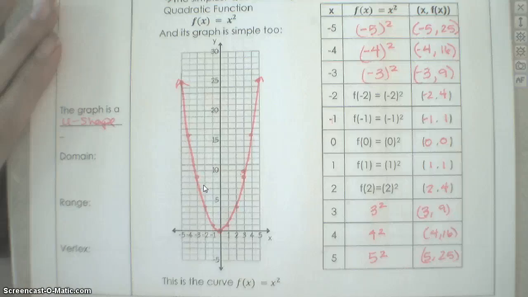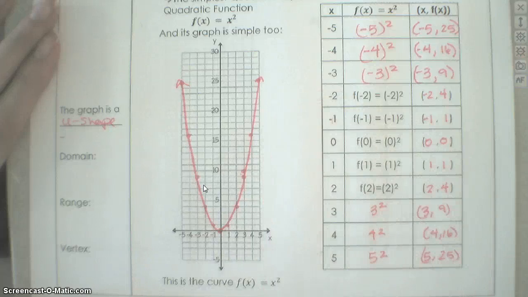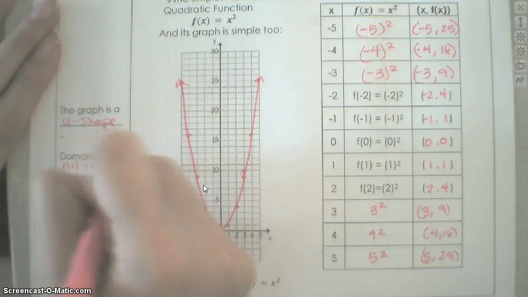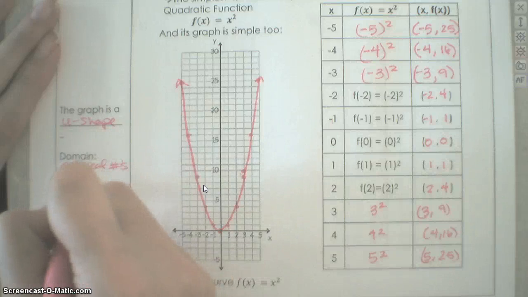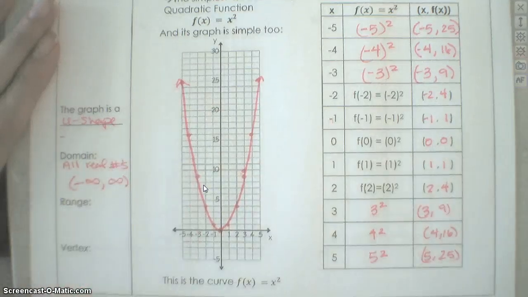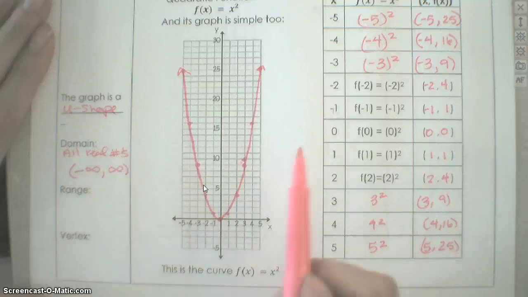Its domain, what are all the x values? Well, we have all these values over here, all the way over here. So we have both negative and positive. So we have all real numbers. You can write that, or you can use the symbols negative infinity, comma, infinity to represent from the negative infinity side all the way to the positives.